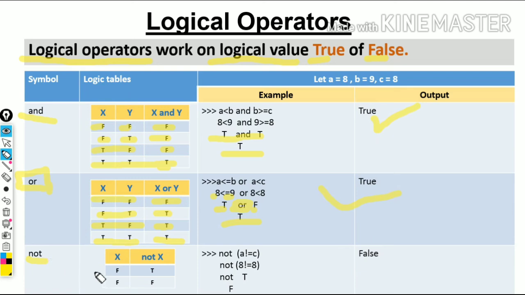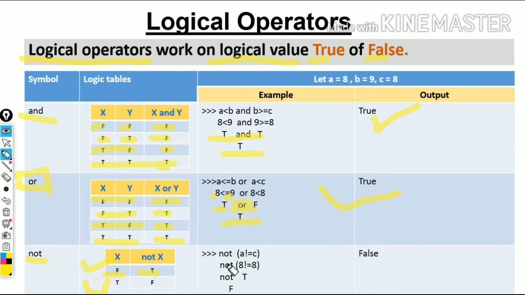Last, the NOT operator. The NOT operator is used to reverse the result of a Boolean value. Here in this case, if the value of x is false, it returns true. And if the Boolean value is true, then the result will be false.